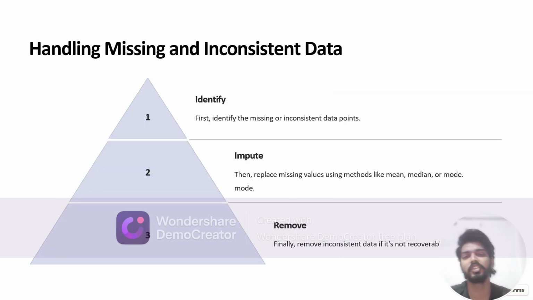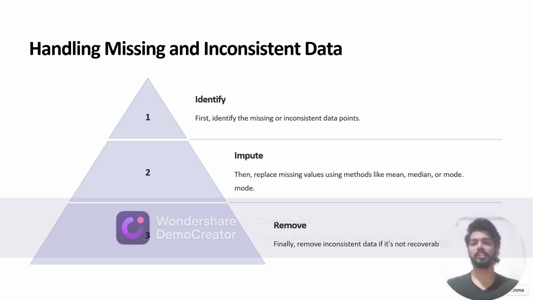Handling missing and inconsistent data: how to handle missing and inconsistent data. Identify it, impute it, and remove it. Basically the first step is to identify the missing or inconsistent data, that is, the points where the data is missing. The second point is impute: replace the missing values using methods like mean, median, or mode. You basically study many methods of replacing the missing values.